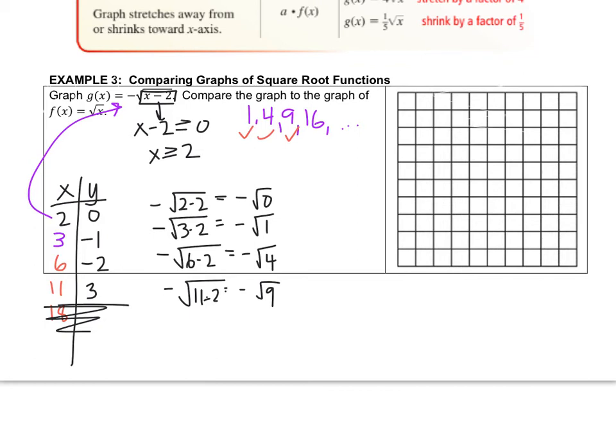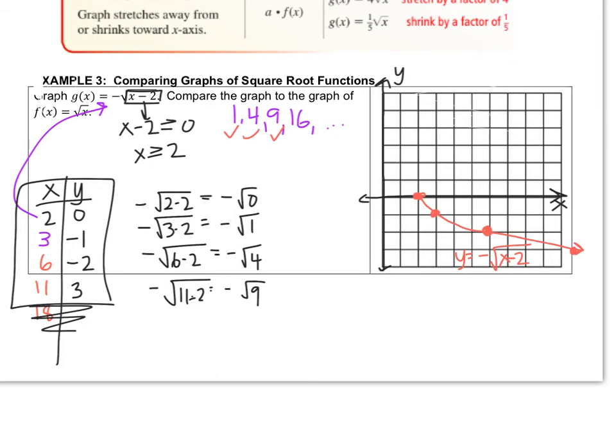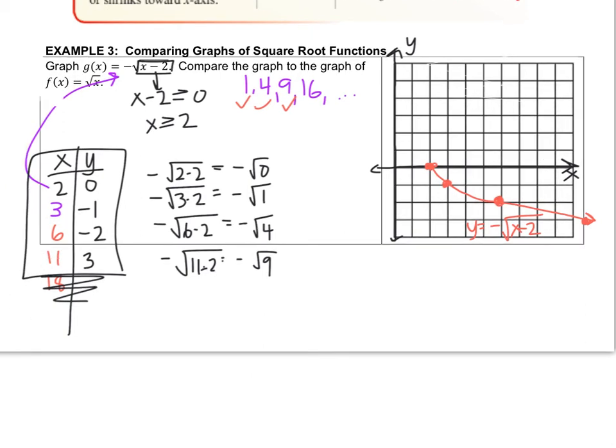All right, so now that we have our table, go over, plot those points. Pause the video now. So there's my graph. I had to kind of fake it on that last point. It wants me to compare it to the graph of f of x equals radical x. So that was the very first graph that we looked at at the beginning of the video. I'm just going to pop it up on your screen. So you can see that it got shifted 2 to the right and flipped, which you should be able to notice by looking at the original equation.